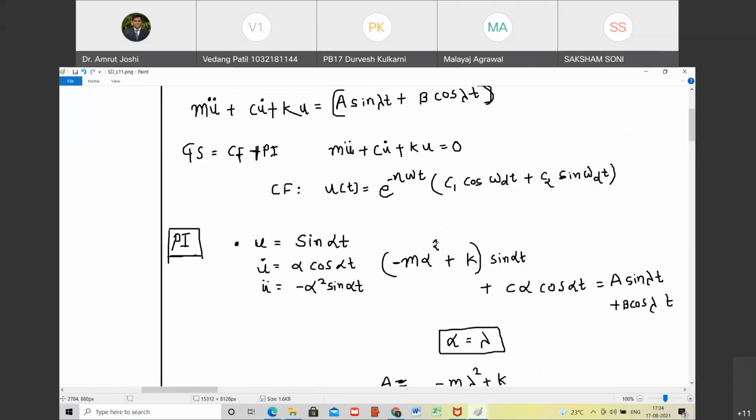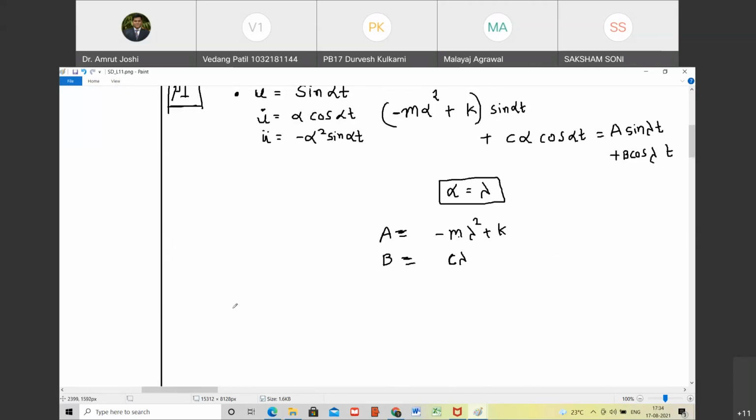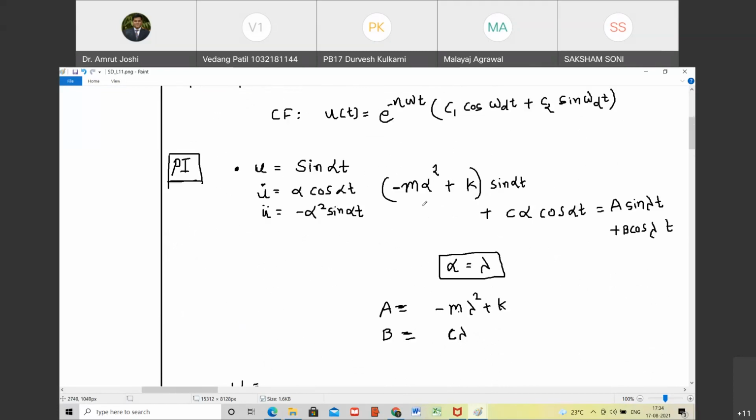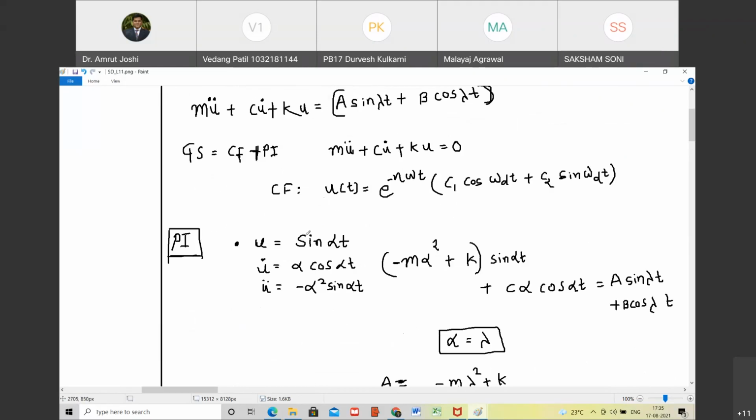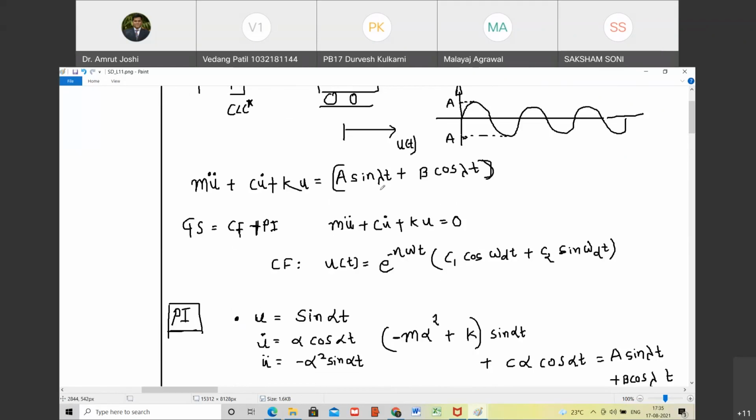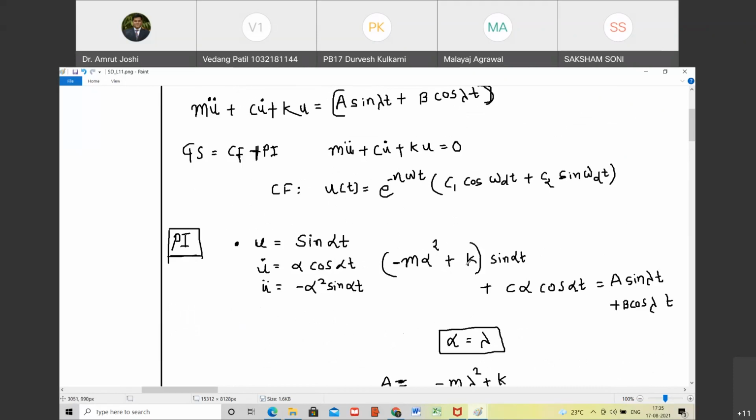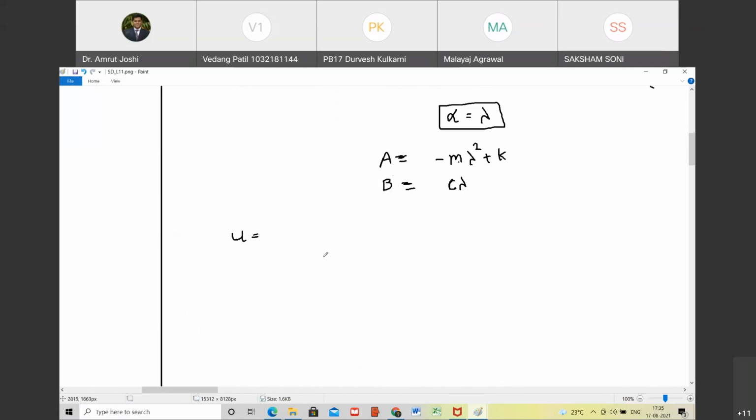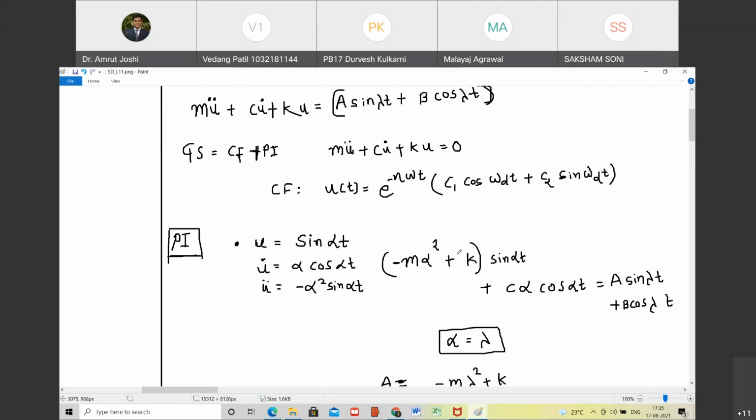Based on this, pay attention here. If I choose u equal to, here it should be divided by c alpha, and here it should get divided by m alpha square plus k. Okay, difficult task. Frankly, I have got blank.